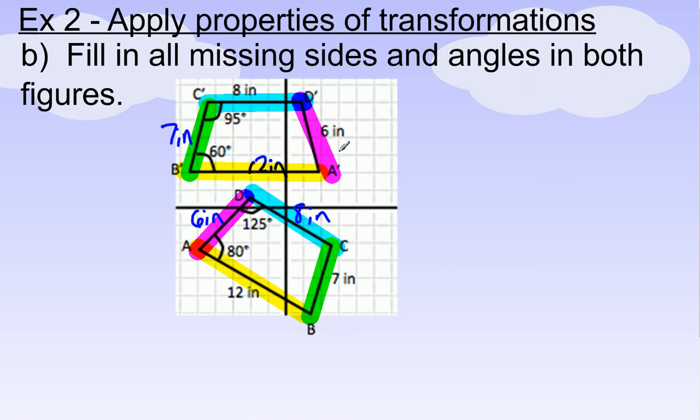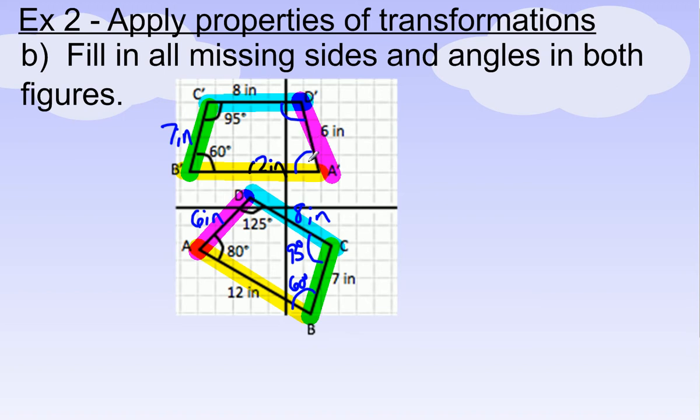Okay, so now I'm missing angles. So I need to find this angle, this angle, this angle, and that angle. So I guess one at a time. So I'm looking for A, B, C. A prime, B prime, C prime is 60 degrees. Corresponding parts are congruent. They're the same length, same size. So looking for BCD. BCD is 95, so 95.